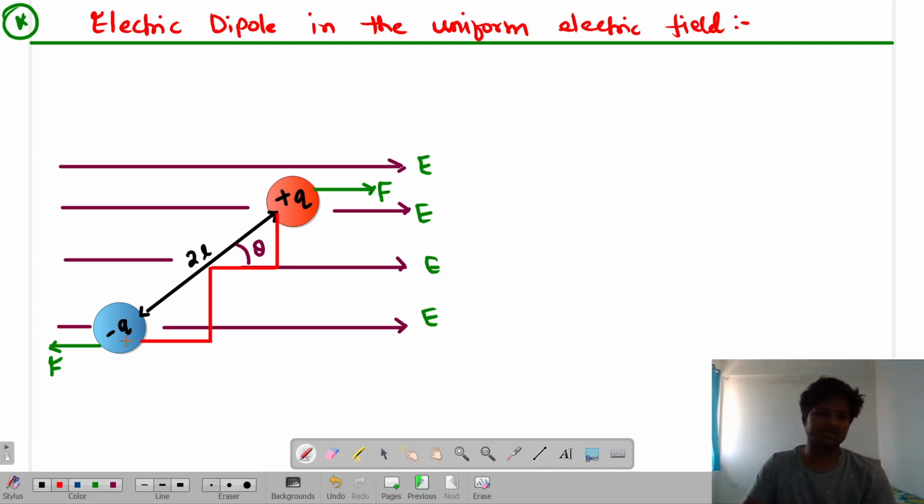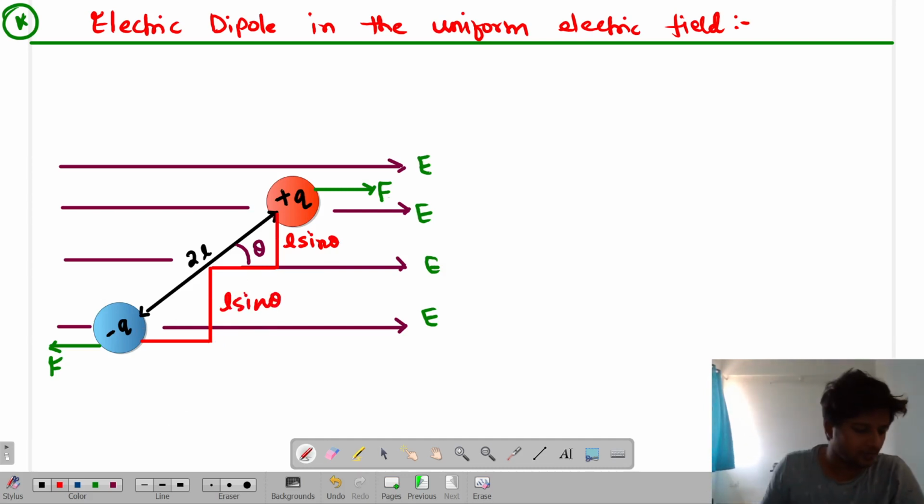If this is L and this is L and this angle is theta, so this will be how much? L sine theta. And this angle will also be theta because this is 90. So this is also going to be how much? The perpendicular will be L sine theta. Are you able to get me or not?